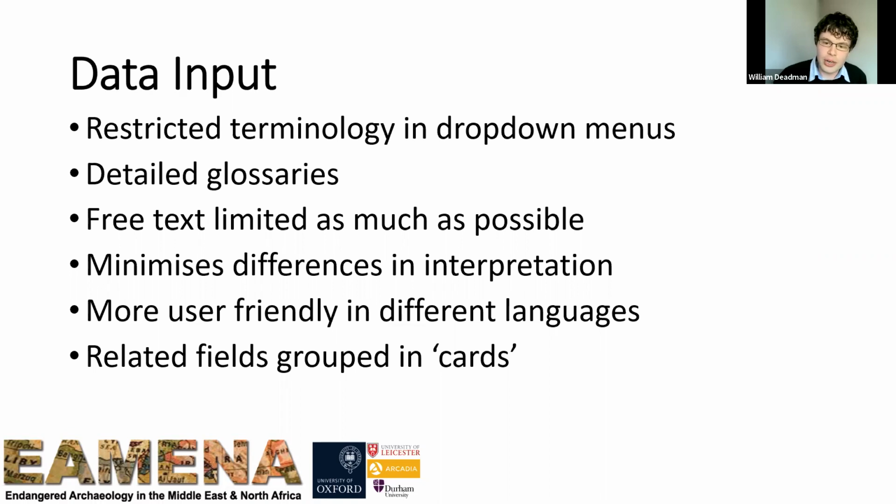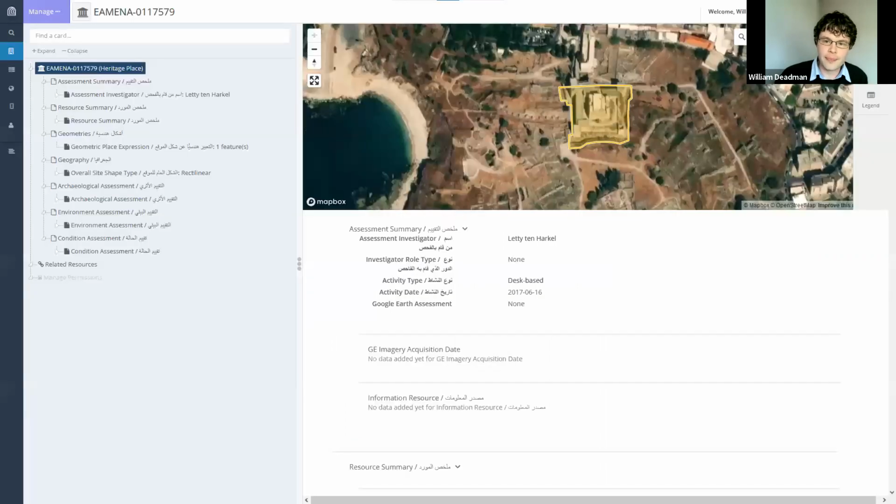The way it works is that related fields are all grouped together in Arches 5 in cards, so that you're filling in similar information at the same time. I'll show an example of this. So for a heritage place, in this case, this is Byblos Castle in Lebanon, you can see the fields are grouped into 7 different cards. So you've got an assessment summary, which is just information about who, what, and how and when the information was inputted. A resource summary, just with some very basic information.